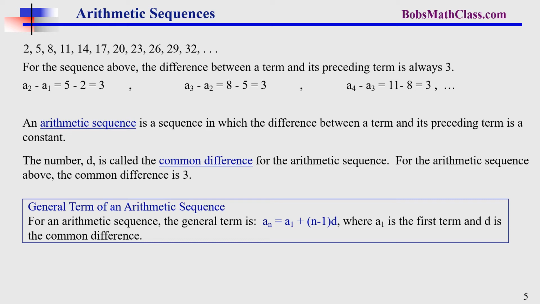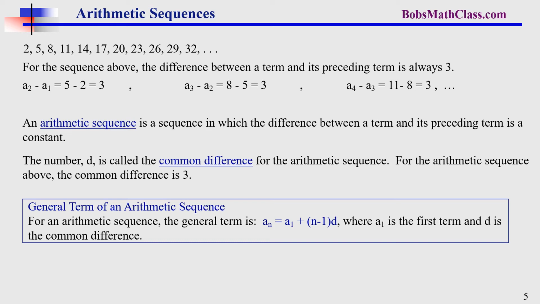Okay, so whenever that happens, that gives us an arithmetic sequence. If it increases or decreases by the same number, it's called an arithmetic sequence. Here's a definition of an arithmetic sequence. It's a sequence in which the difference between a term and its preceding term is a constant. So when we get the same number, it's called an arithmetic sequence. The number d is called the common difference for the arithmetic sequence. So for the arithmetic sequence above, the common difference is 3.